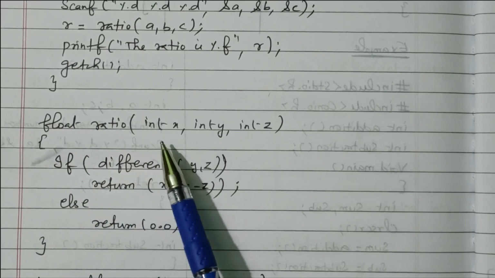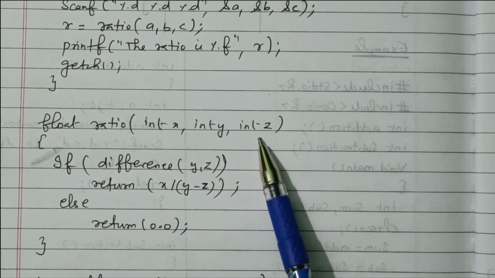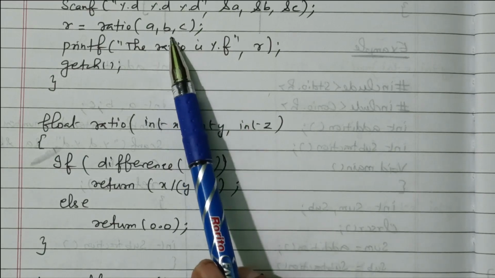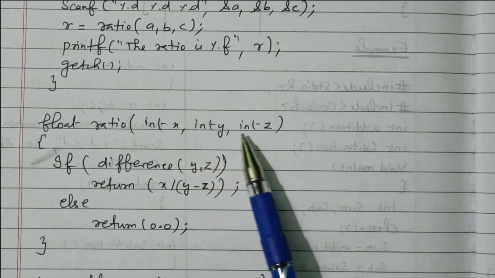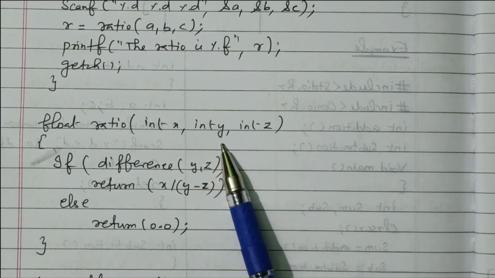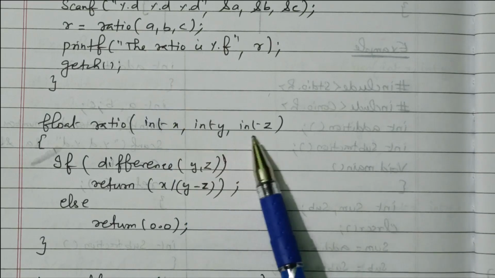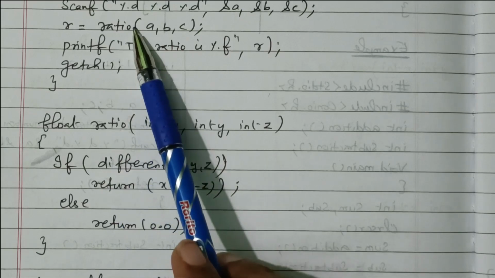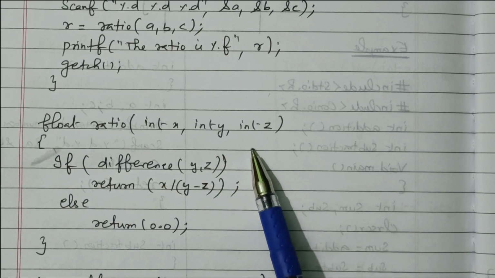The function name is ratio, integer x, integer y, comma, integer z. We are having x, y, z. So this A, B, C is the actual parameters. This A, B, C is now stored in x, y, z. This is formal parameters. Right? The copy of the values of A, B, C is stored in x, y, z. Only the copy will be stored. So we called the function. Now control is transferred to this function definition.